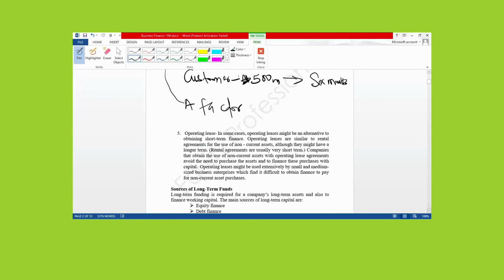We are still explaining short-term finance sources. Finance we can obtain and use for a short period of time. We have explained bank overdraft, short-term bank loan, trade credits, and debt factoring. Number 5, operating lease.